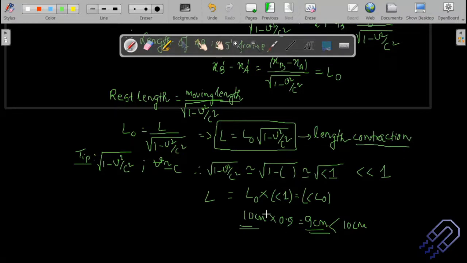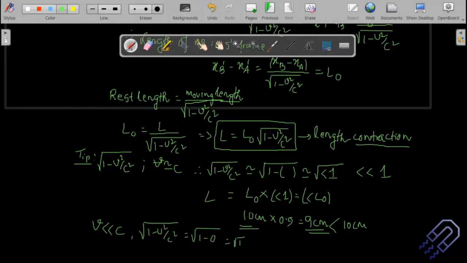This can only be possible if this v is very high. Now if the v is very low, this entire value is going to be very close to 0. So the analysis here is, if v is much less than c, this root over 1 minus v square by c square is equal to root over 1 minus 0.